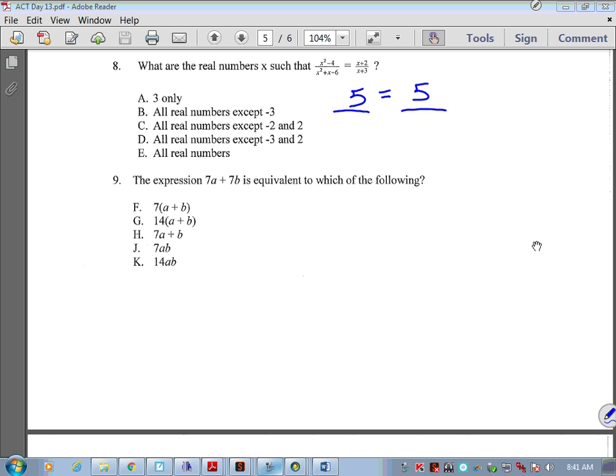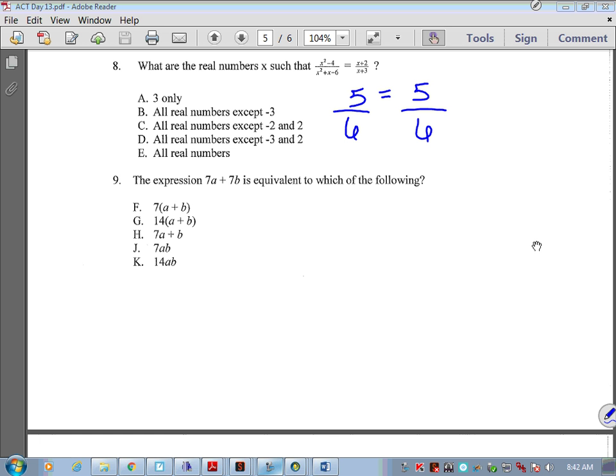So we know that 3 squared is 9, and 9 plus 3 is 12. What's 12 minus 6? That'd be 6, and x, or 3 plus 3, is 6, so we get 5/6 on both sides. So we know that 3 works. But notice on B, C, D, and E, they say all real numbers. We really probably could have skipped 3, because if the others are all real numbers, then 3 probably does work.